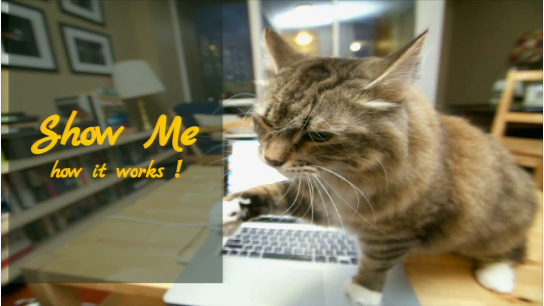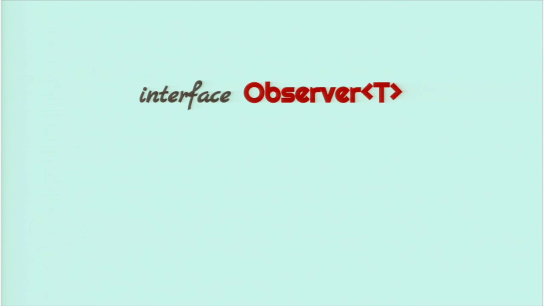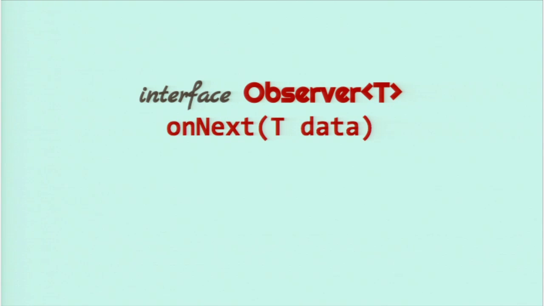So okay, this is quite abstract for now, so you want me to show you how it works, I guess. And it's quite simple. This observer is a simple interface. It has three methods. OnNext. OnNext is the method that gets notified when there is a new item emitted in the stream.